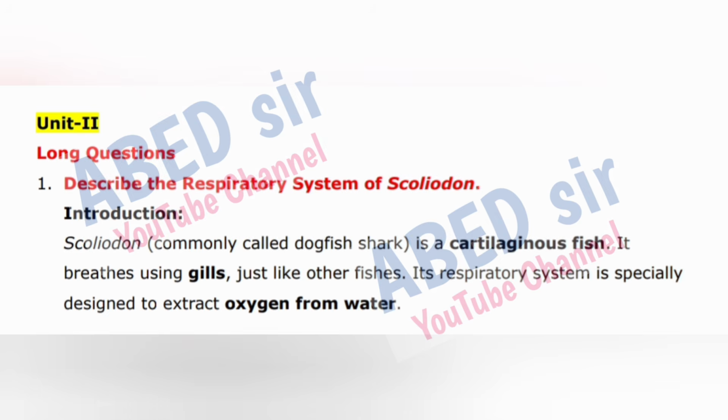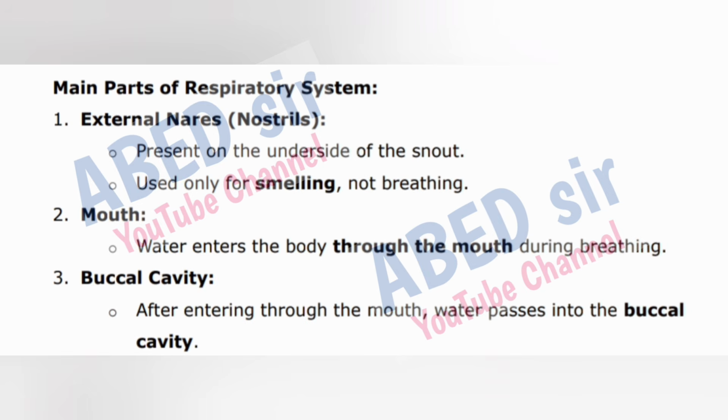First important long question is: describe the respiratory system of Scoliodon. Introduction: Scoliodon, commonly called dogfish shark, is a cartilaginous fish. It breathes using gills, just like other fishes. Its respiratory system is specially designed to extract oxygen from water. Main parts of the respiratory system.